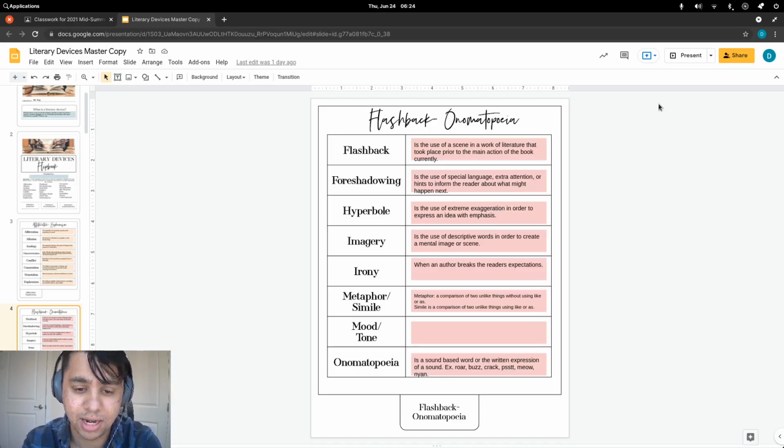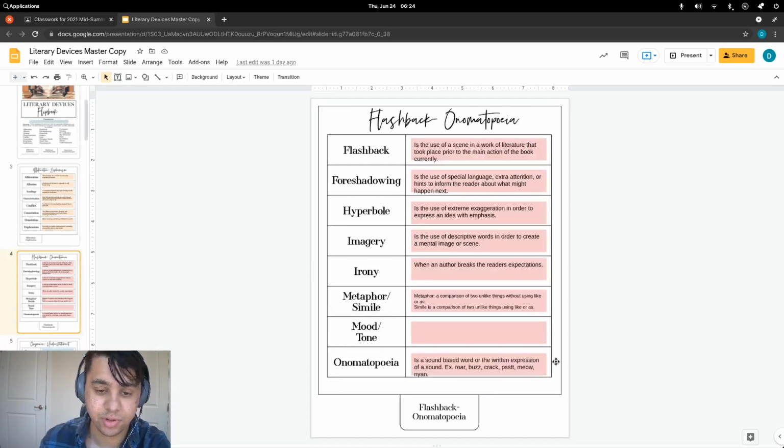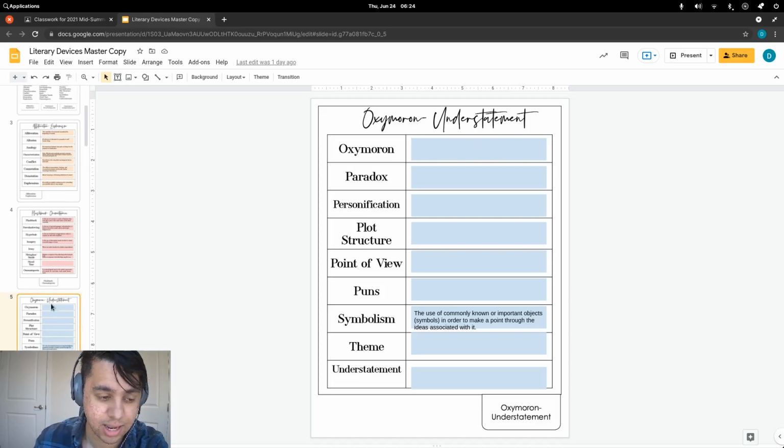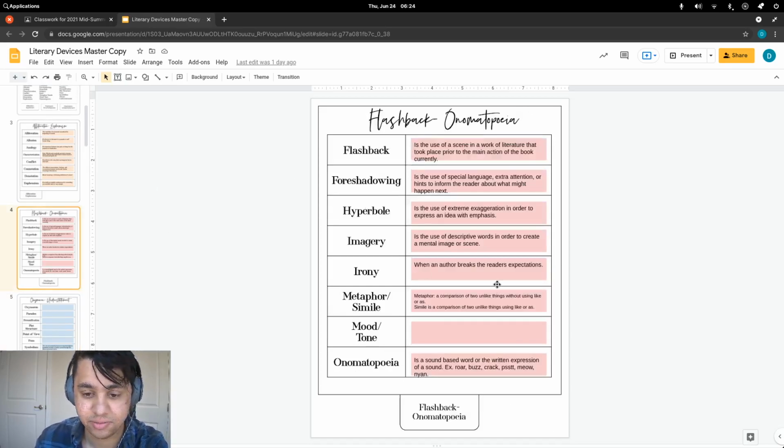So foreshadowing is going to be the use of special language, extra attention, or hints to inform the reader about what might happen next. Hyperbole is the use of extreme exaggeration. We did all of this yesterday, so hopefully you guys have managed to work your way into these things. Imagery is going to be the use of descriptive words in order to create a mental image or scene. All of these things, if you need to see the definitions that we covered, go ahead and look at yesterday's video. We're going to cover a few more definitions right now, and then we're going to actually cover quite a bit of these activities later on in the packet.